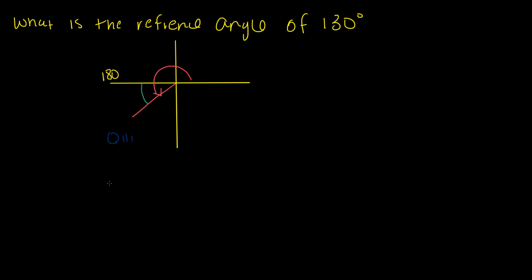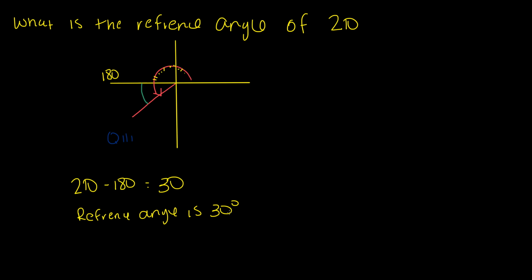Oh, this still says 130. Let me erase that, because I had that on a different layer. This is 210. All right. So I'm going to take the 210 and subtract the 180 from it, because again, we're subtracting what makes our acute angle. We don't need this. All we need is just this piece here. And we get 30. So my reference angle is 30 degrees.